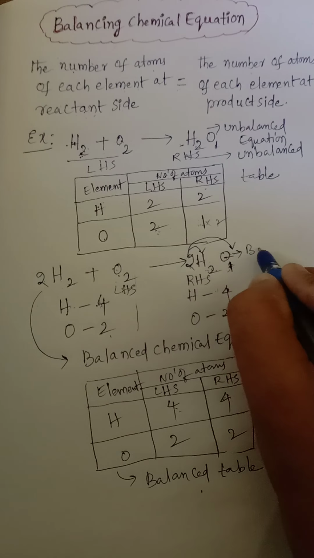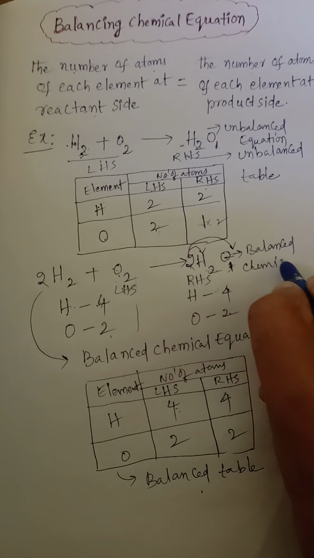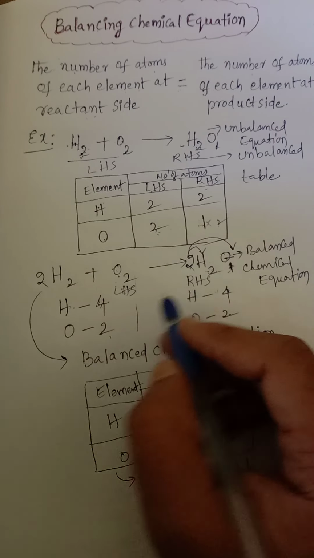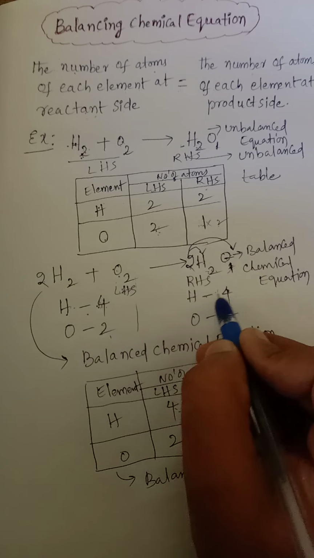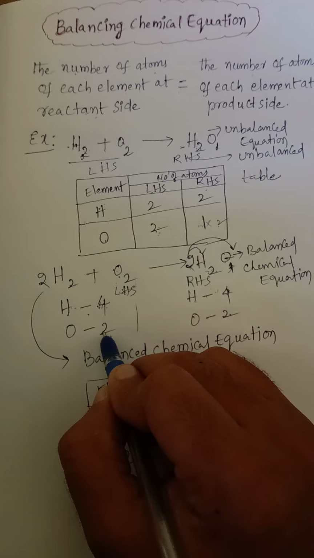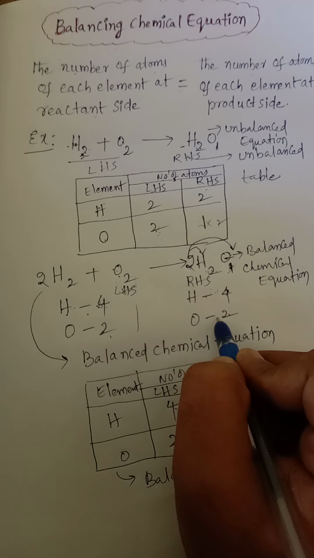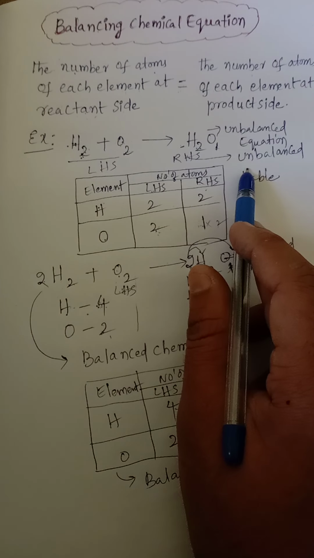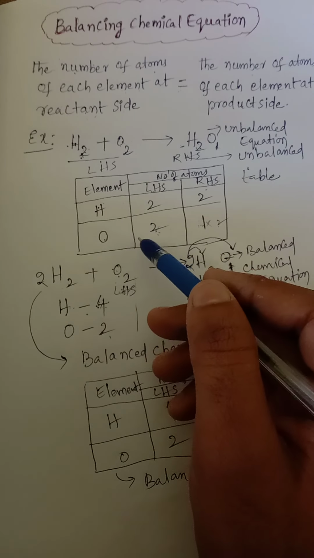This is the balanced chemical equation. What is the reason here? The number of atoms at LHS, the reactant side, is equal to the number of atoms at the product side. So this is the balanced chemical equation, and this is the unbalanced chemical equation. So here you need to remember how we can balance it.